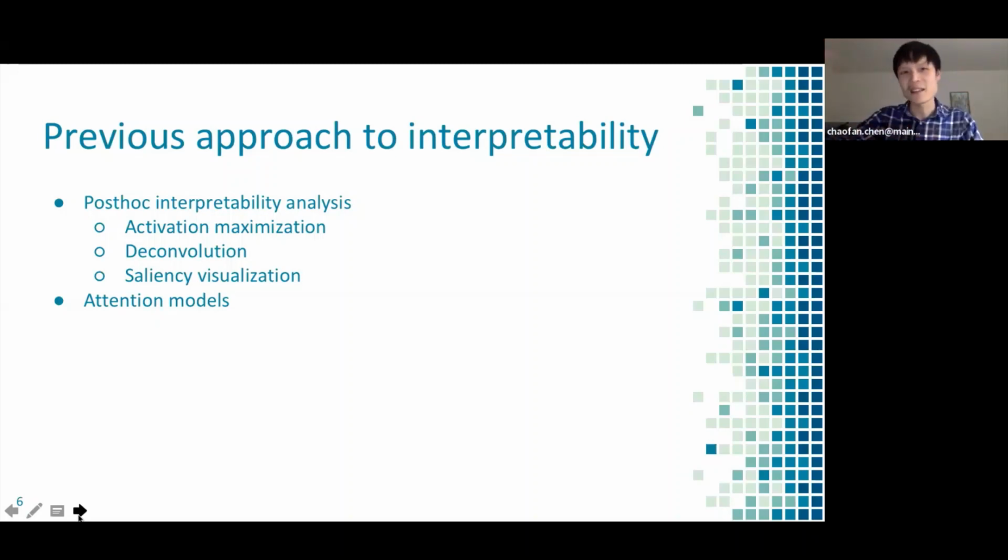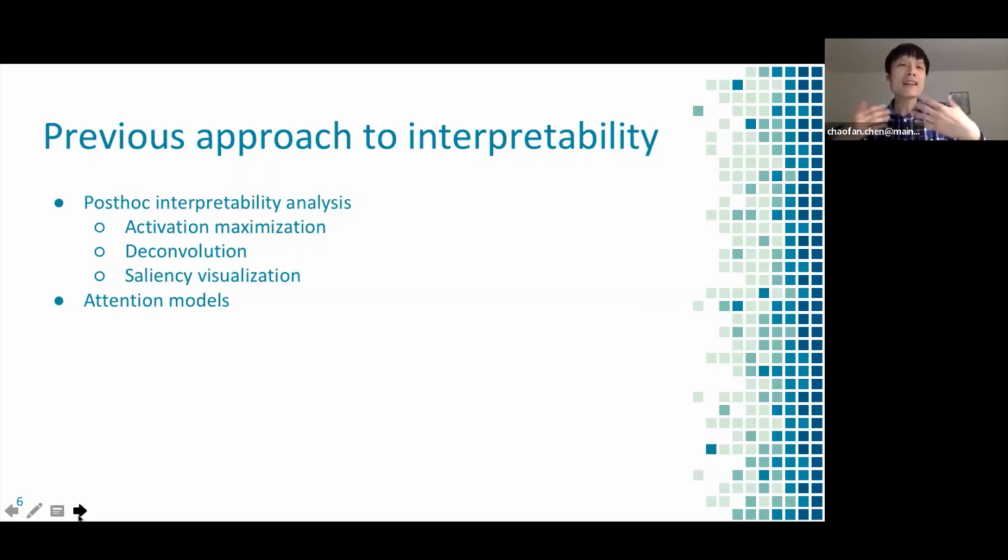That's why there's a post hoc. The name post hoc basically means that we explain the network after we train it. In contrast, our approach is different from the post hoc explainability analysis in the sense that we do not try to fit an explanation after we train a network, right?